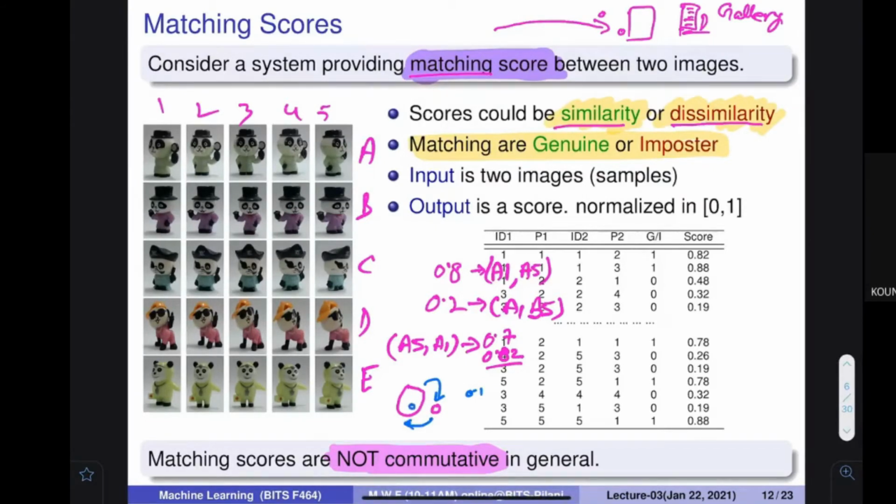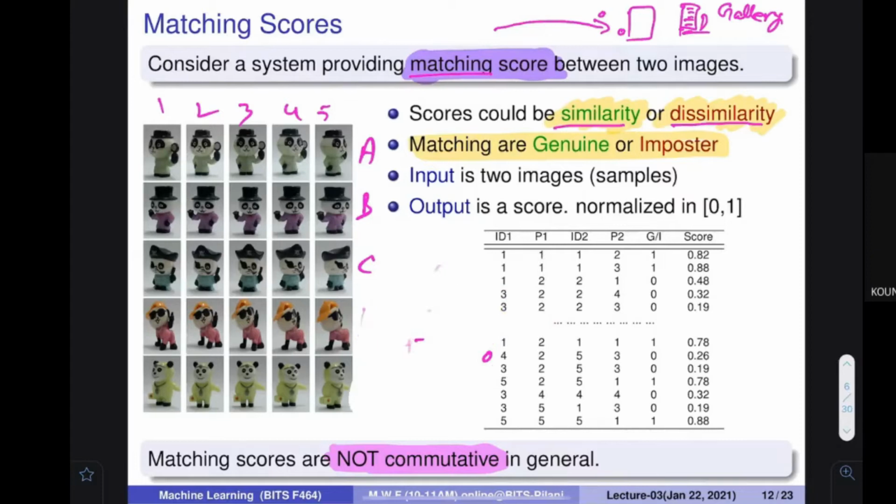So this item is 100% matching. It may be possible. Can you understand this thing? This is a very important concept, that the scores are generally not commutative. When you find out the matching scores, they are not commutative.